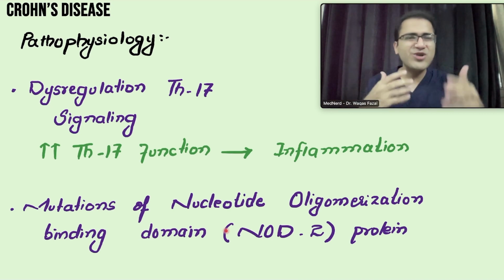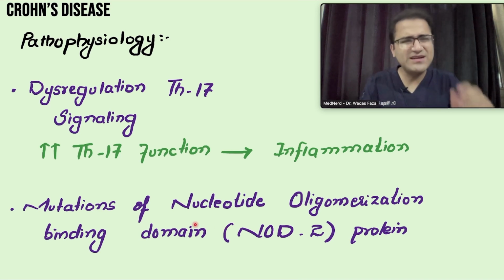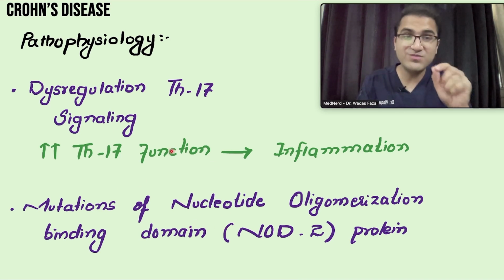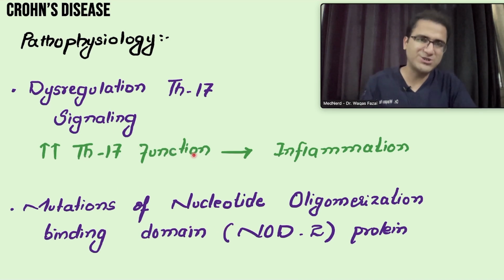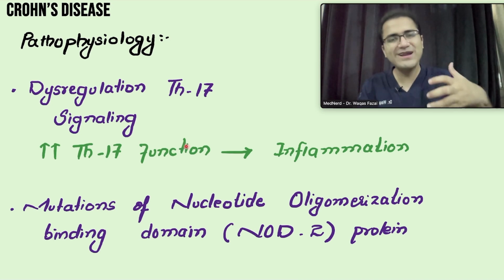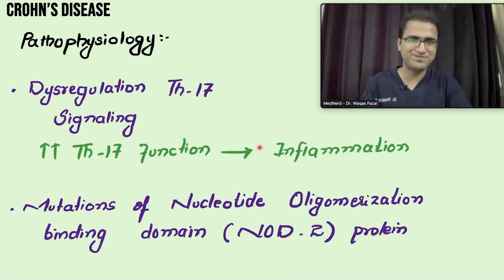You don't need to memorize these exact genes, but the single thing that you need to remember from this slide is Th17 function. That Th17 function gets overactivated, resulting in inflammation.